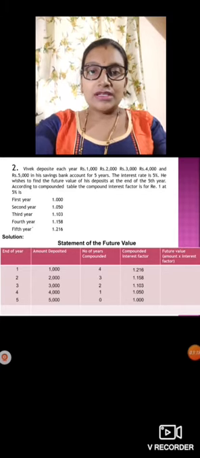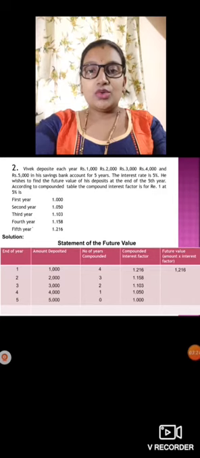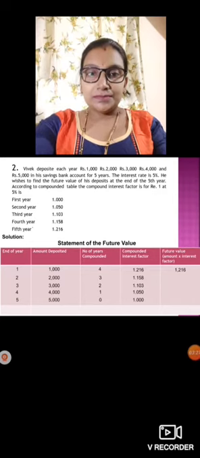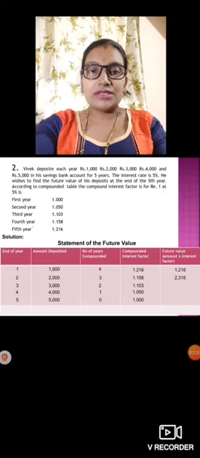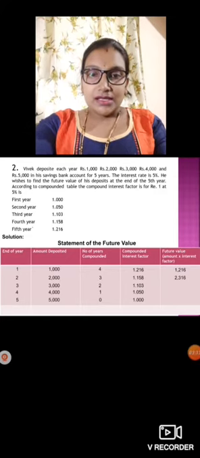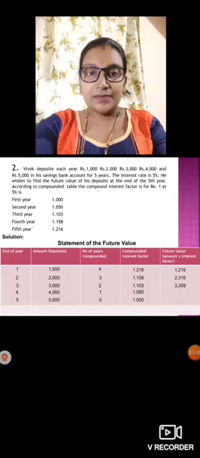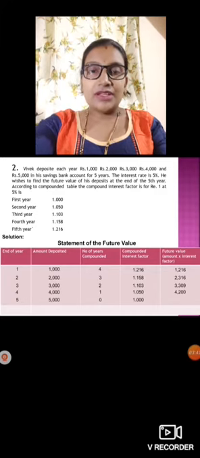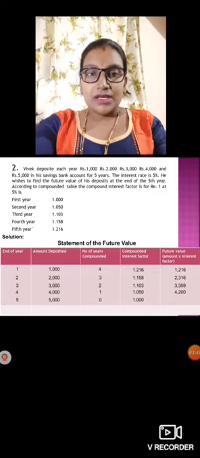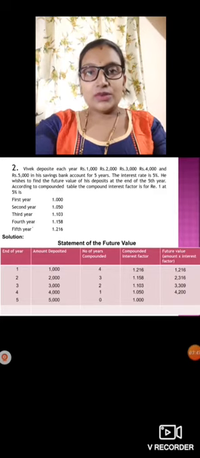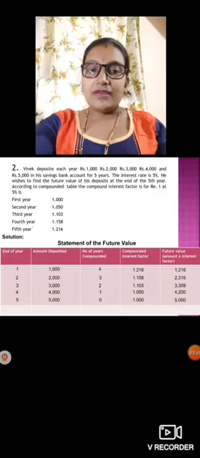Amount deposited into compounded interest factor. 1000 into 1.216, so you'll get 1216. Then 2000 into 1.158, so you'll get 2316. Then 3000 into 1.103, you'll get 3309. Then 4000 into 1050, you'll get 4200. Then 5000 into 1.000, how much we will get it as 5000 itself.